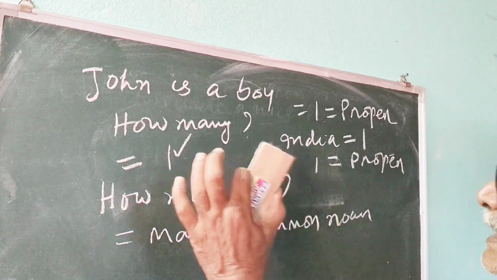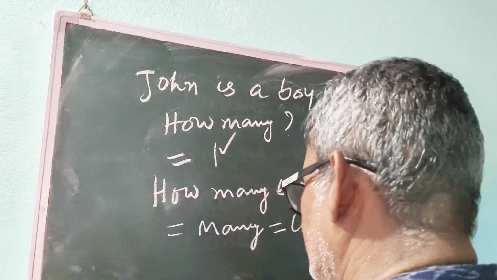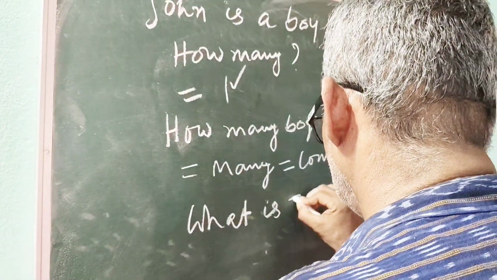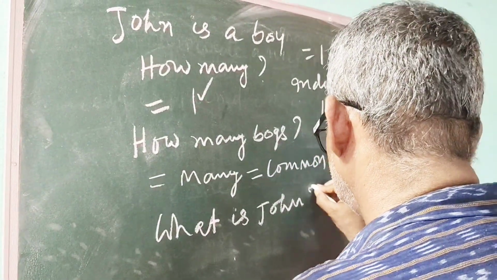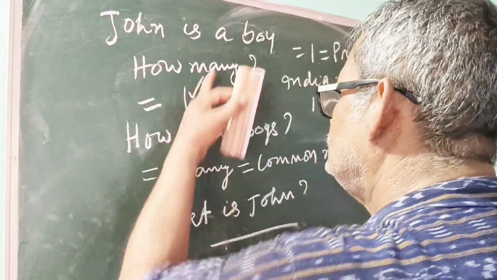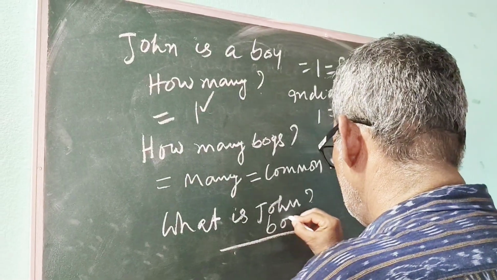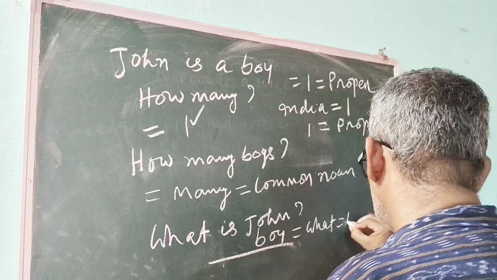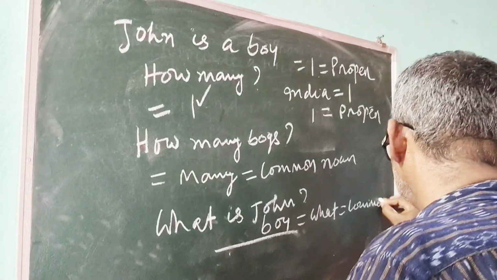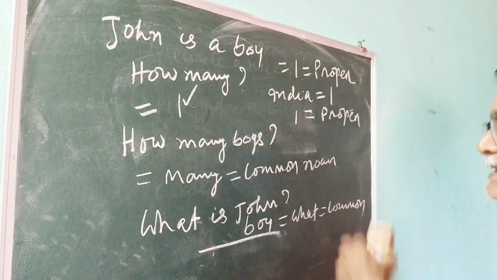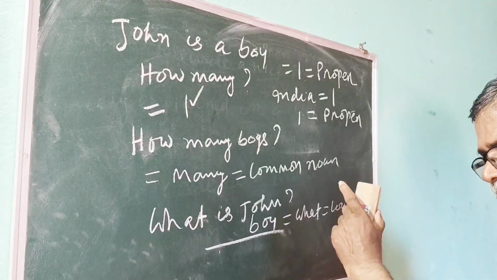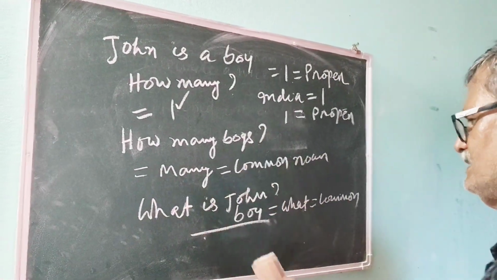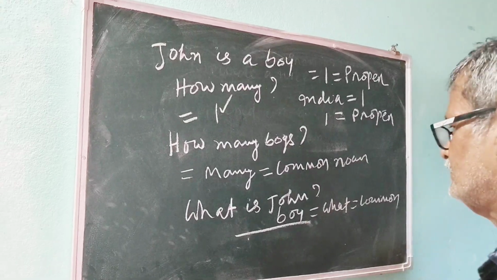Then another technique is there. What is John? John is a boy. So what always answers common noun? What is India? A country. So country is a common noun. What is Sita? A girl, common noun.